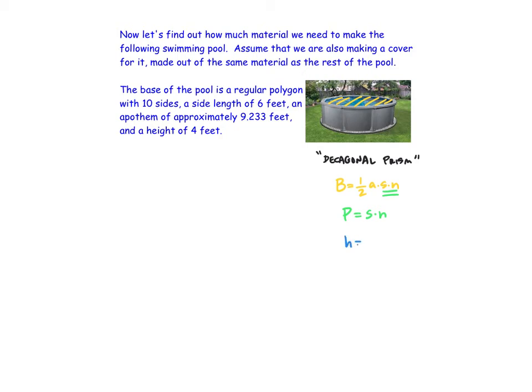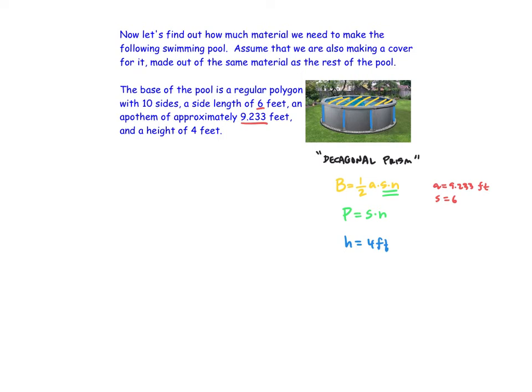And the height will be the height of the pool, the distance between the bases. Each of these segments here would represent that. Okay, so the height, I think we're told directly, that's 4 feet. Let's dig out some of the other information. Looks like the apothem is given. It's 9.233. So A equals 9.233. Each side has a length of 6 feet. So how about that for S? S is 6 feet.